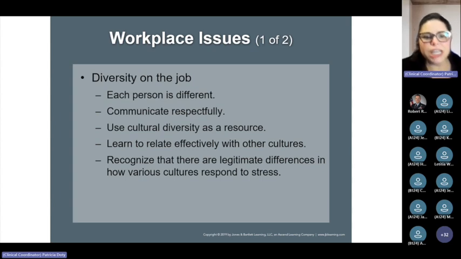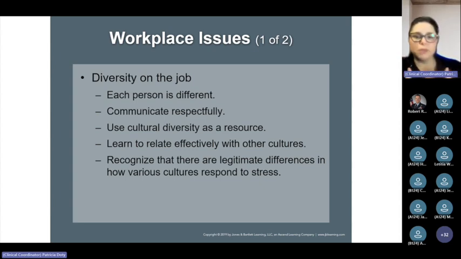Use cultural diversity as a resource. Learn to relate effectively with other cultures. If you run into a culture that you just don't understand, you know what you can do? I know this isn't like a hip thing, but guess what? You can go ask them. Hey, I never want to be offensive. How can I better understand to ask you a question? Or how do I better understand to approach you?